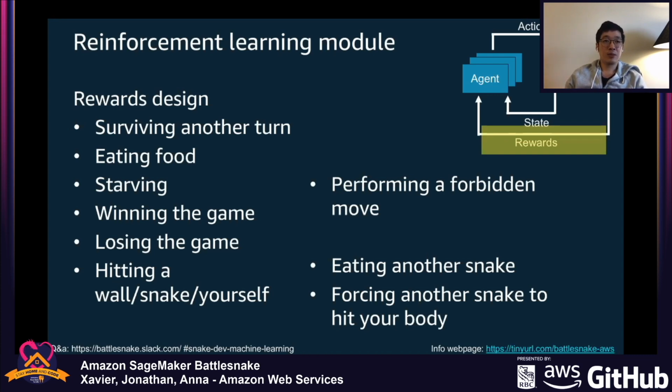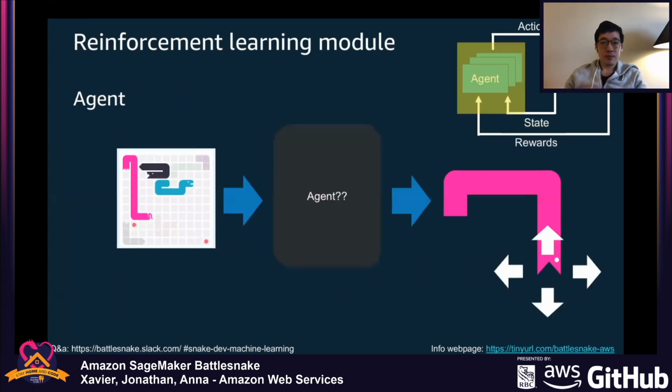Let me talk about the last part, which is the agent. Next slide, please. The agent takes the states and figures out the best direction to move in. Note that the reward here, as you can see in the diagram on the top right, is only used in the learning process. So how do we figure out which direction to take? Next slide, please.